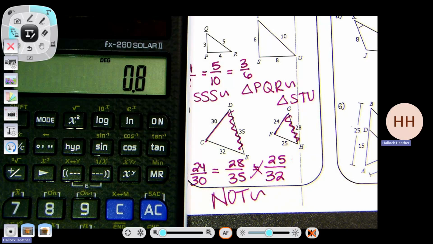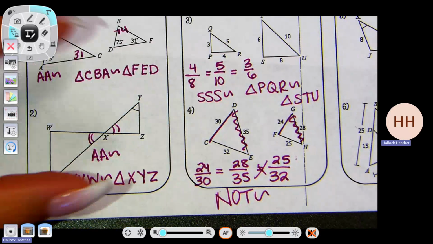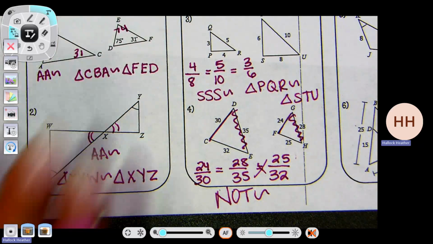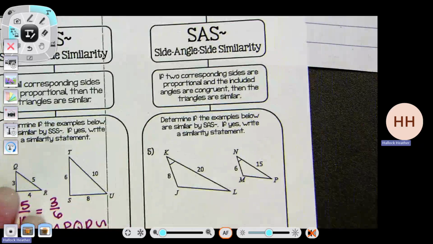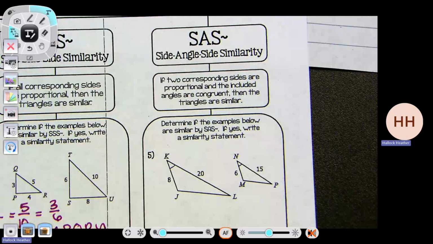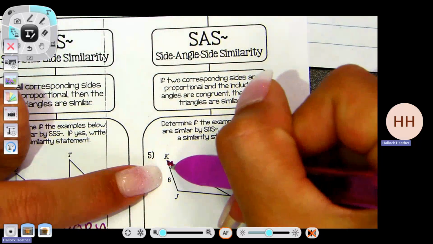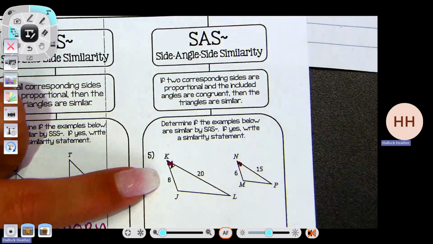You have three sides. If you only have the angles on the inside, like here, you just have angles, then it's just angle, angle. The only combination of both is side, angle, side. So let's go to the next one. Side, angle, side is where you have two sides and an angle between them. Okay. I know I have my angle that matches, but I need to see if the sides are proportional.